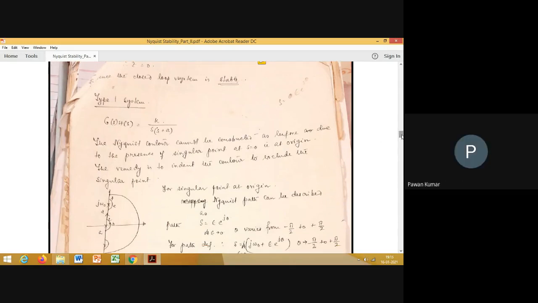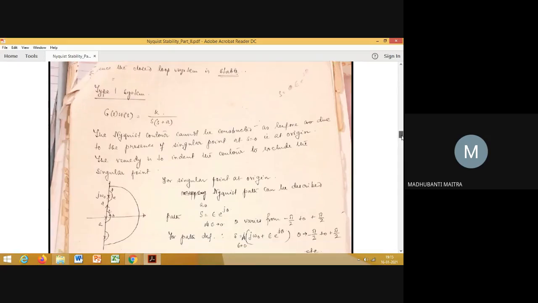Now, let's come to type 1 system. Let me find out the transfer function. Yes, this is the transfer function. Suppose G(s)H(s) is equal to K by s into (s plus 1), (s plus a). And K is variable, and we know that the value of K will be positive. We have not considered negative values of K. And a is also positive, right? That means two roots of the open loop system are at s equal to 0 and s equal to minus a, right? This is a second order system and type 1 system.